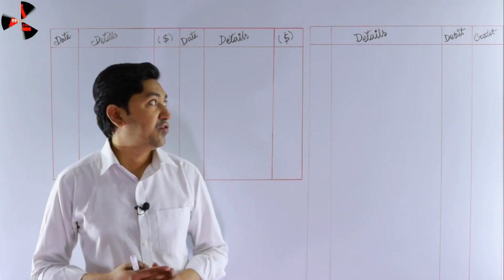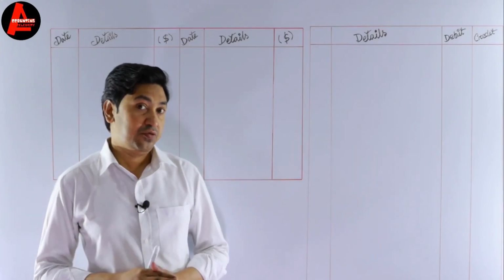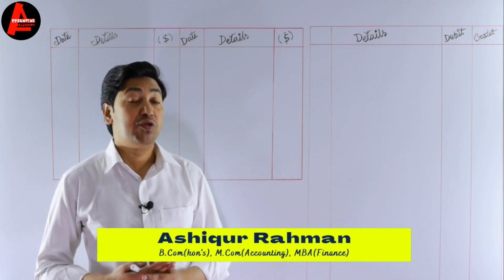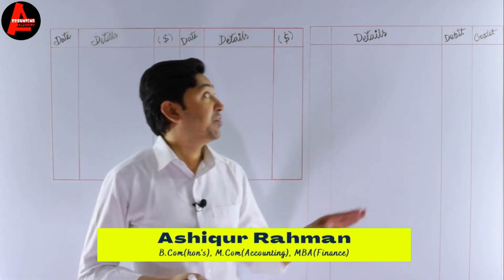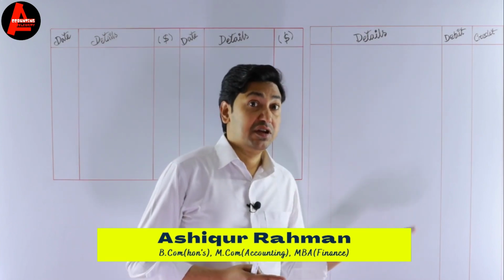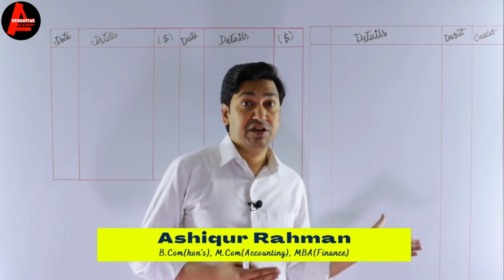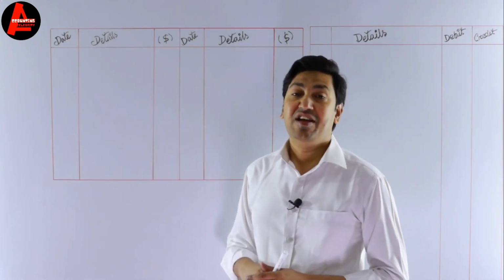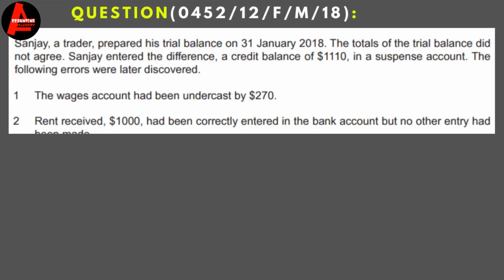Okay, so today we'll follow 6 transactions which contain errors. First of all, we'll rectify these errors by preparing the correction journal. Then from these journal entries, we'll prepare the suspense account here. Okay, so let us have a look at the question on the screen.